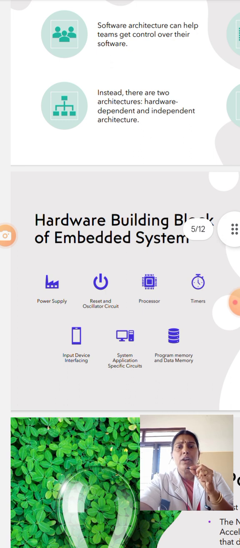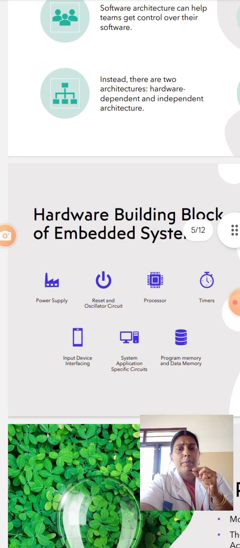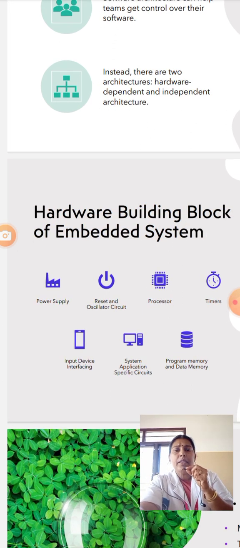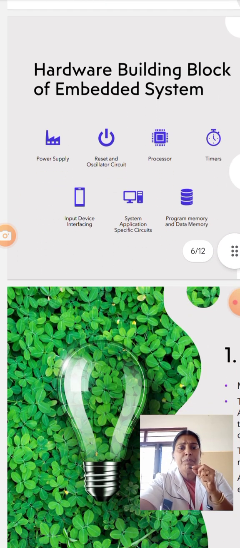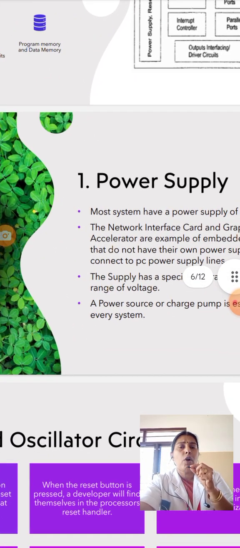So next will be the hardware building blocks of an embedded system. So you can see what are the basic building blocks. It starts with the power supply, reset control, oscillator circuit, processor, timers. Next will be the special purpose registers, the program memory, data memory, input device interfacing. All these things put together will be called as the hardware building blocks of an embedded system. We'll be seeing each and every block in detail.